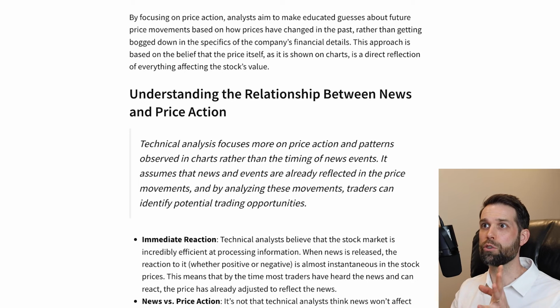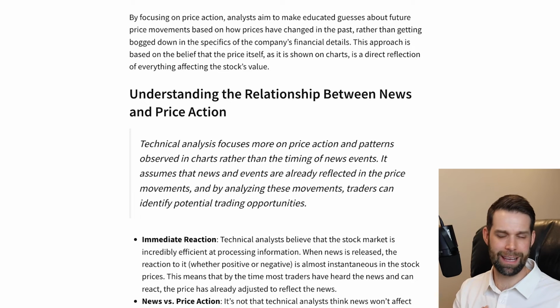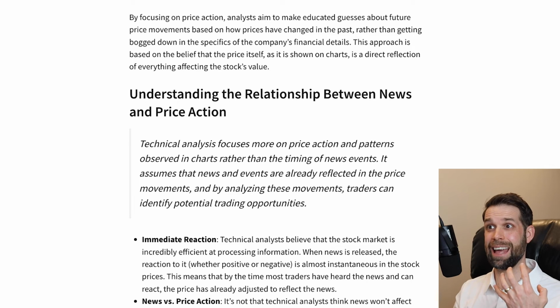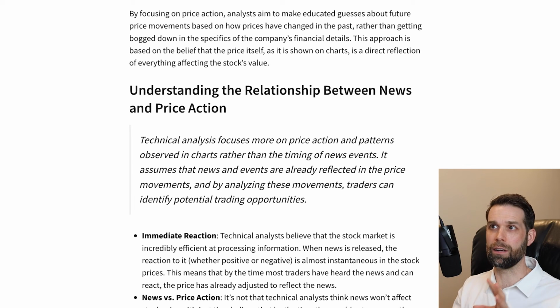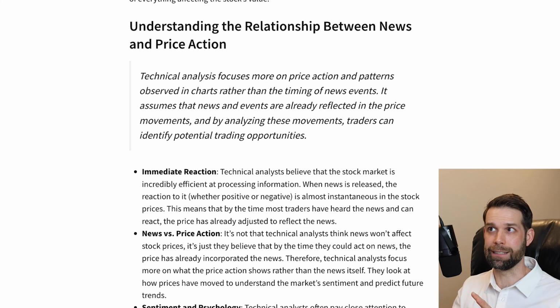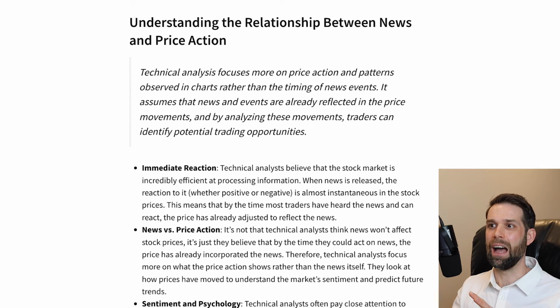So again, this approach is based on the belief that the price itself, as it is shown on the charts, is a direct reflection of everything affecting the stock's value. I think the first time I heard that, it was hard for me to understand that this is actually how this stuff works. But again, that is a true sense of a pure technical analysis framework.